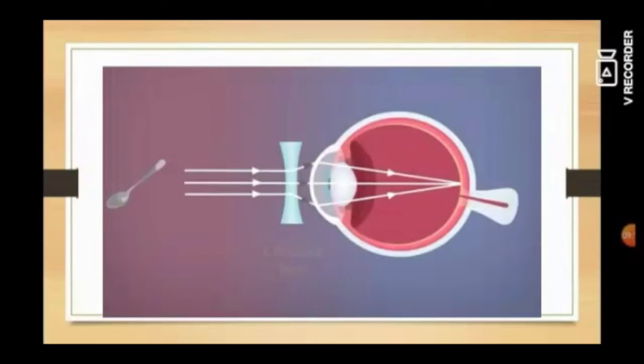So you can see here, when the spoon is kept far away, basically when we were not having the concave lens, the image was getting formed in front of the retina. But since the concave lens is used to correct this defect, the image is exactly formed on the retina. So that was all about myopia. I hope you all have understood well.